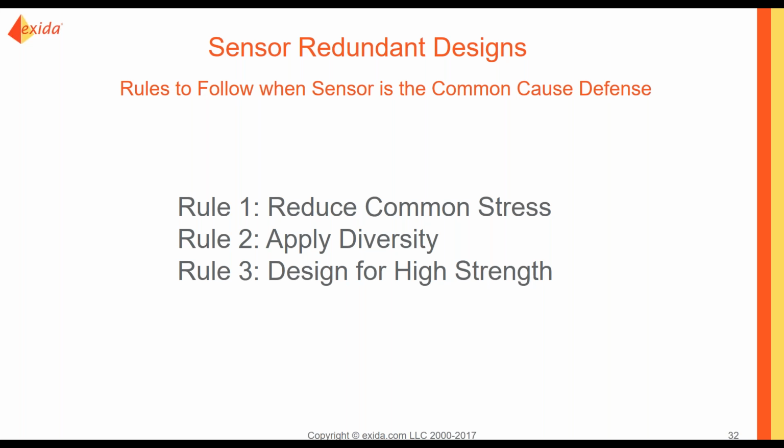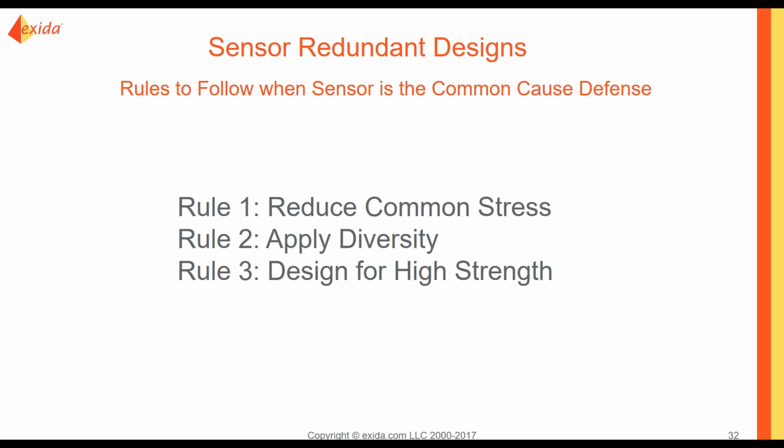The defense strategies to try and reduce common cause are one or more of these three rules. So you can reduce the common stress, whether it's separating them physically or separating them electrically or both. There is less likelihood of the sensors being subjected to a common environmental stress. Both physical and electrical separation are important.